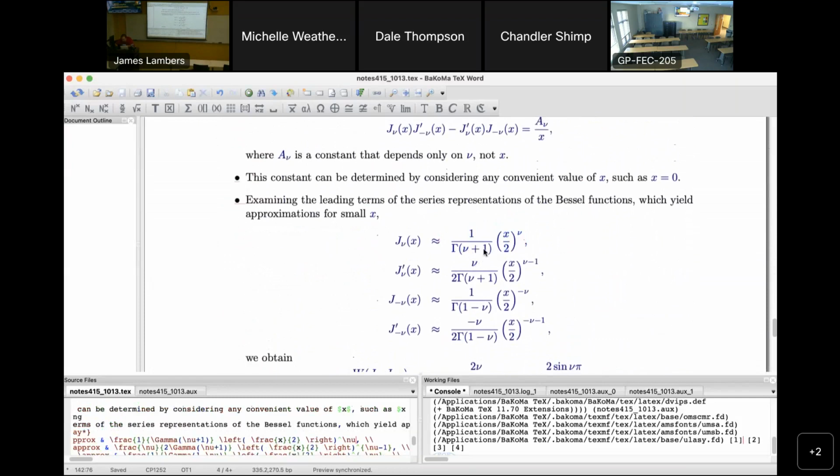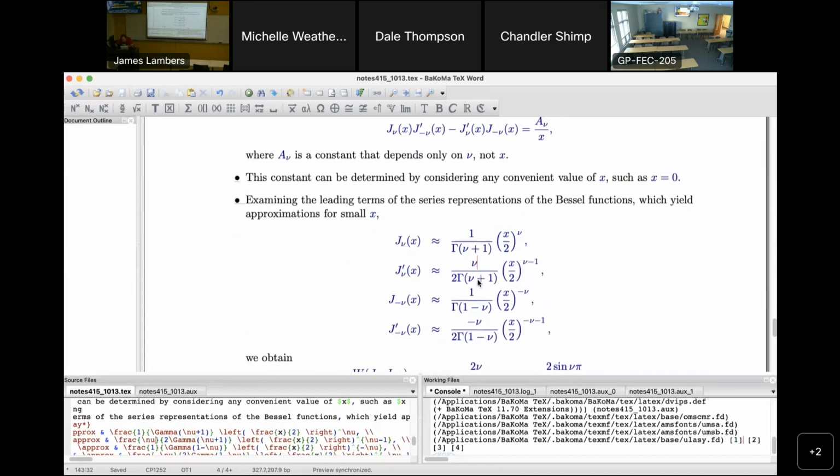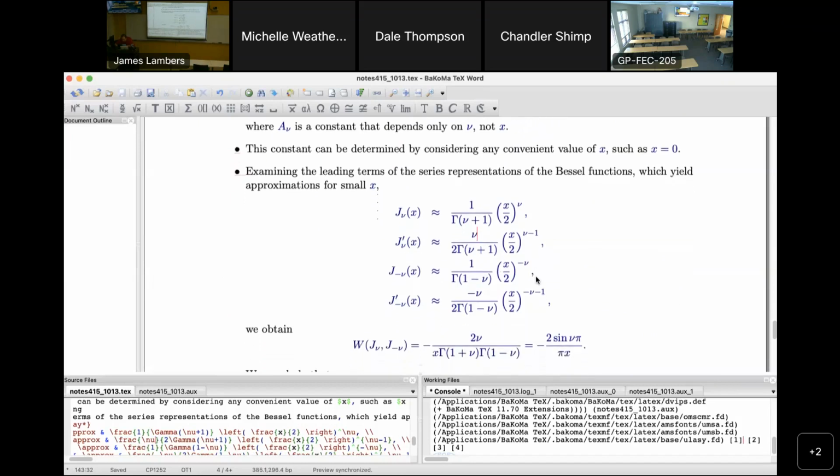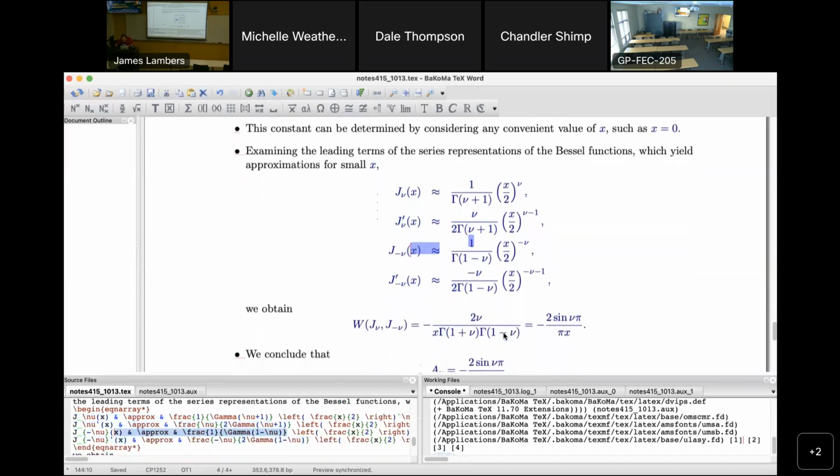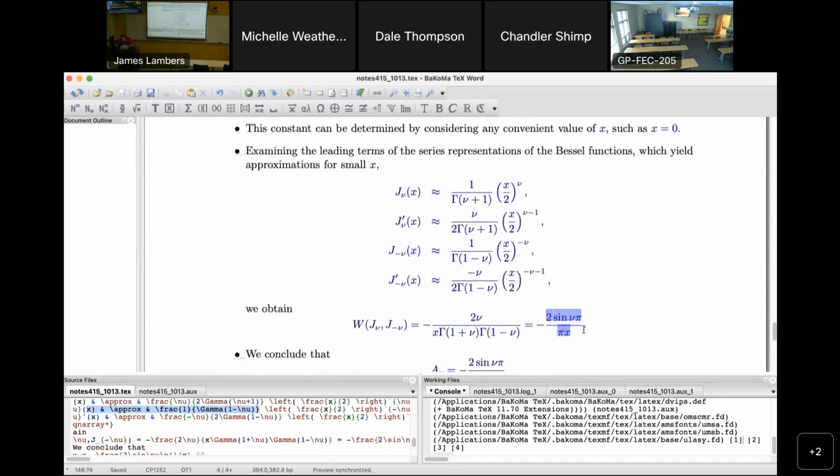Then we can take a derivative of that with respect to x to get this approximation, and so on. Okay. So now these are the four ingredients in a Wronskian. We can just take this times this, minus this times this, and simplify as much as we can. And it turns out that, oddly enough, this is what we get.